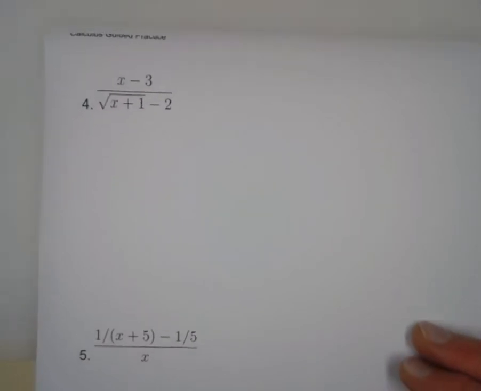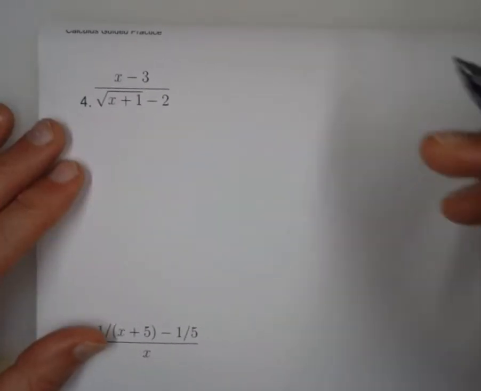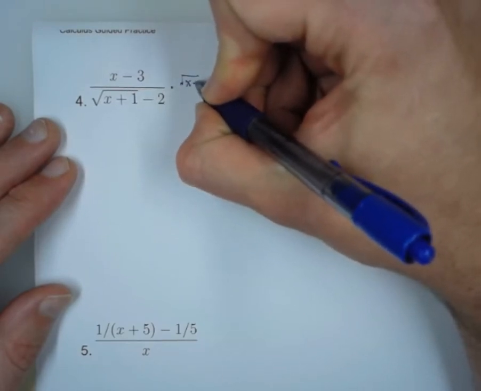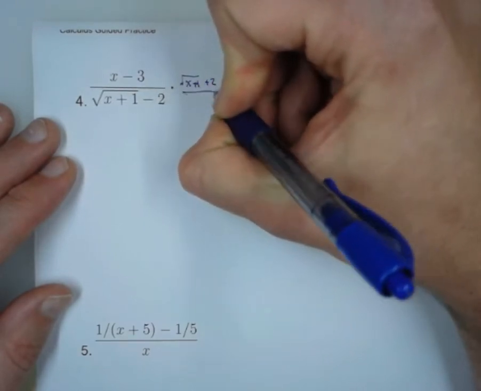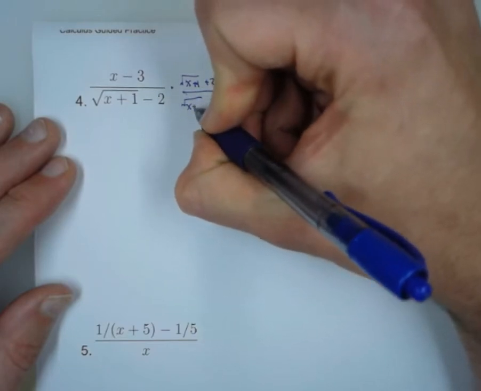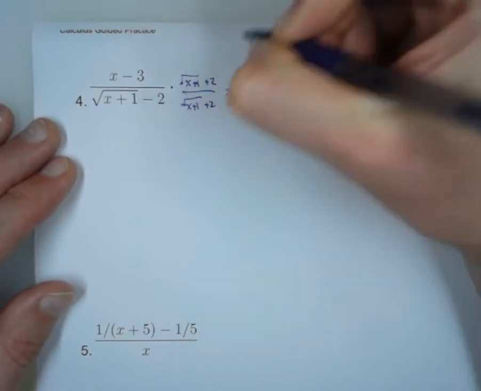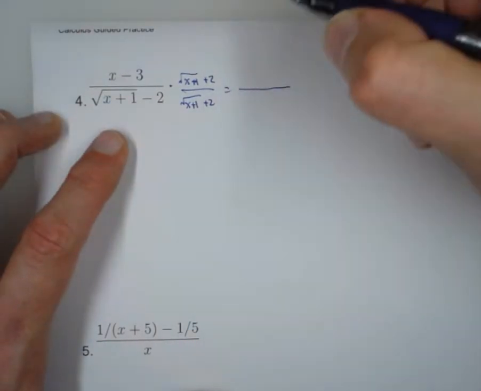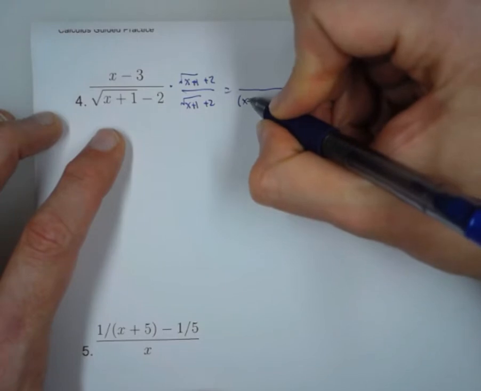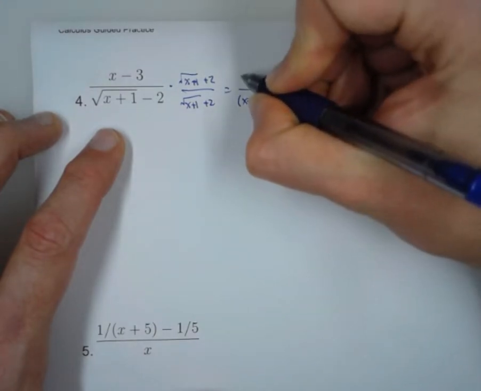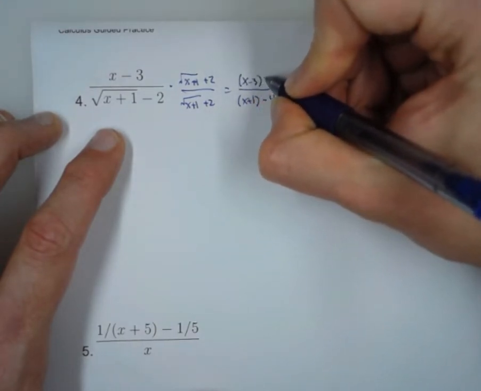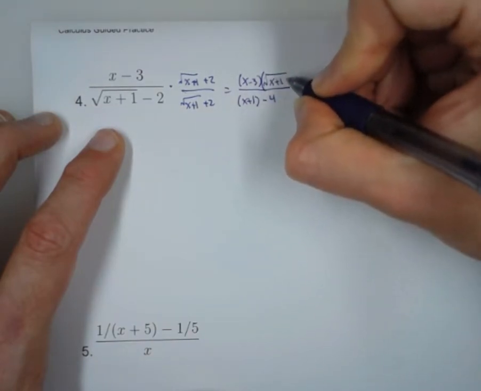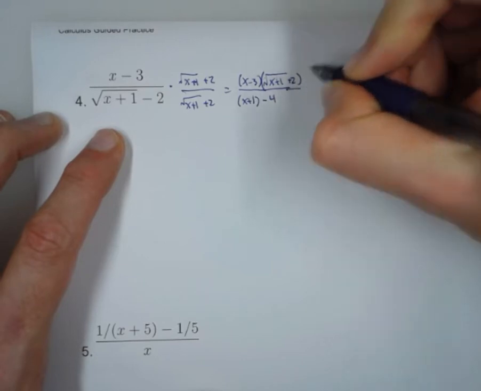On the next page, here we have a conjugate, but this conjugate is in the denominator. So we're going to multiply by square root of x plus 1 plus 2 over square root of x plus 1 plus 2. And in the denominator, we have x plus 1 minus 4. Then we have x minus 3 times this quantity, square root of x plus 1 plus 2.